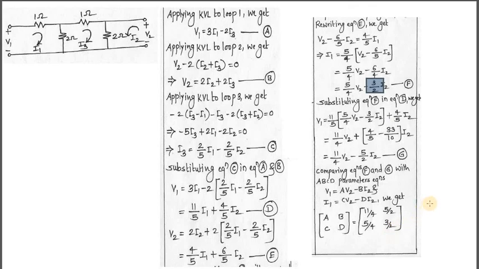Thank you. I hope you understood how to find out all the 4 parameters for a given network: Z parameter, Y parameter, H parameter and ABCD parameter. Thank you.